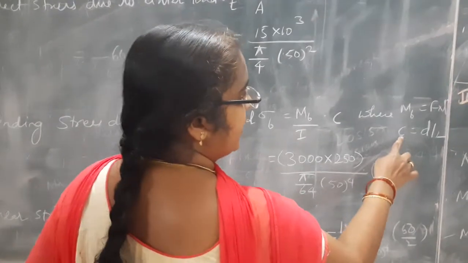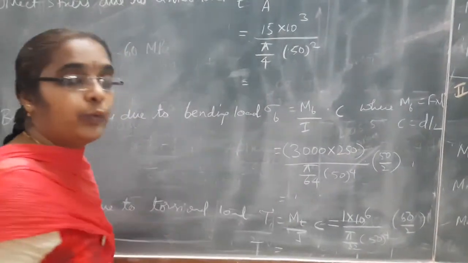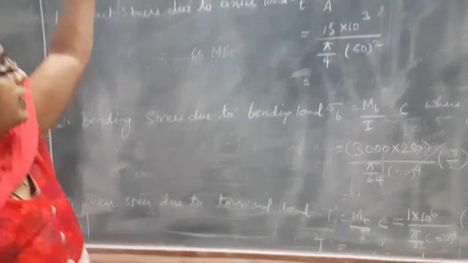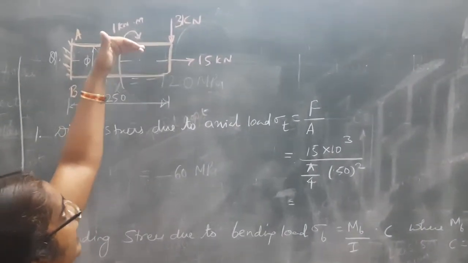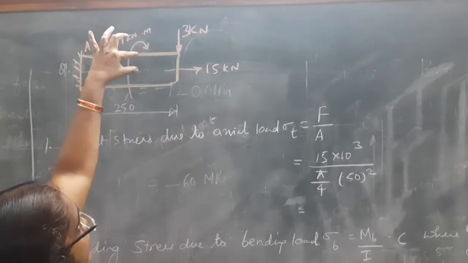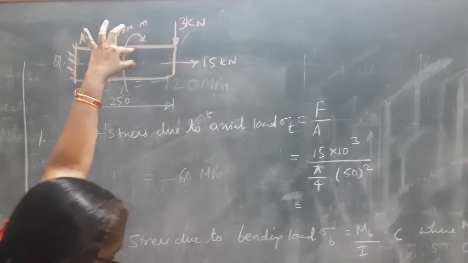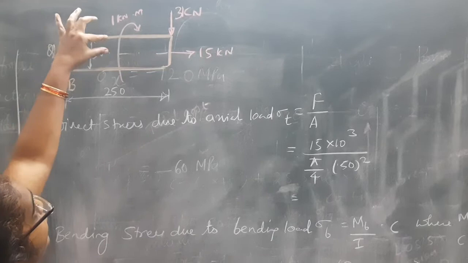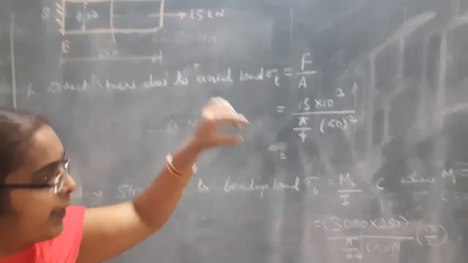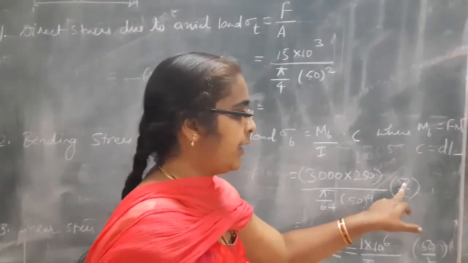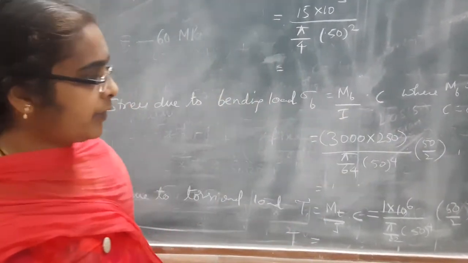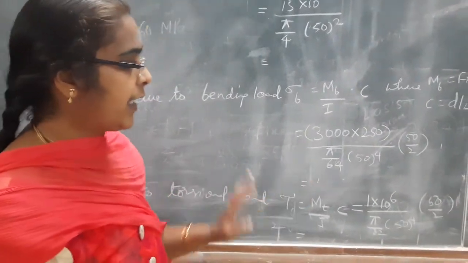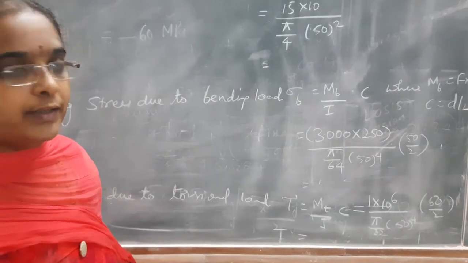And what is C? C is nothing but d by 2. It is the distance of the neutral axis to the uppermost layer. So here is the neutral axis and here is the uppermost layer. From here to here, this dimension is nothing but total d divided by 2. So it is d by 2, d is 50 by 2. So this is the value of C. Substitute all the values and calculate the value of bending stress.